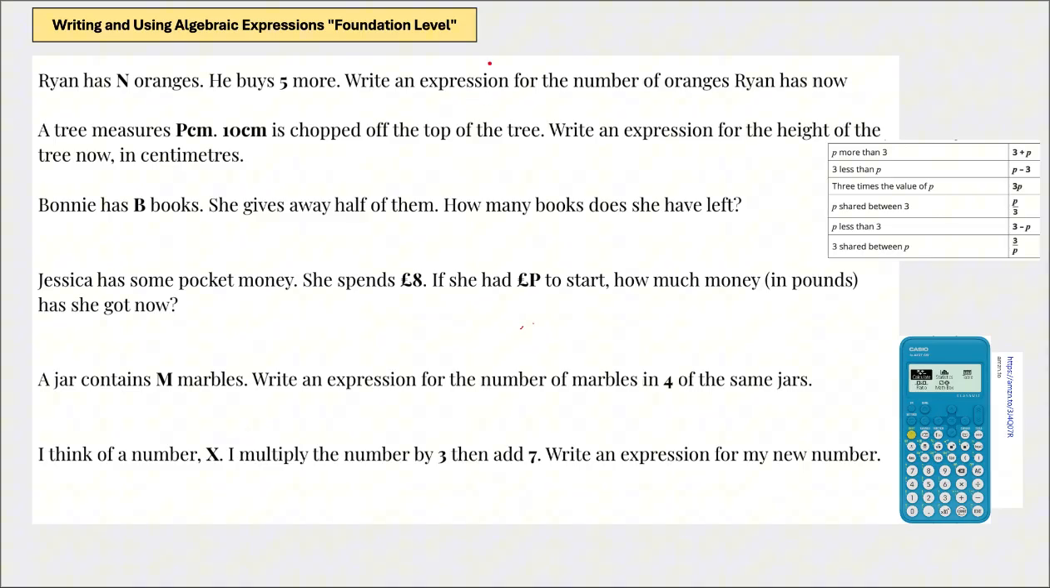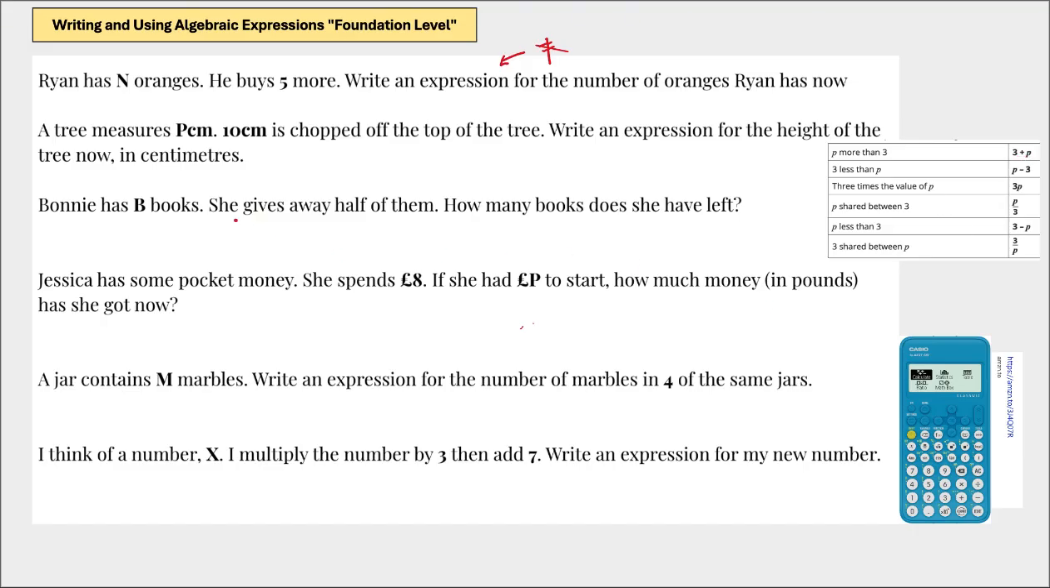Now guys, here's another tidbit that you'll be learning. An expression does not have an equal sign. It's just an expression. It's not asking you to solve it. There's no equal sign. So he buys 5 more. I've done a little chart here for you to help. In this wording, it says more than. P is more than 3, so it's going to be 3 plus P.